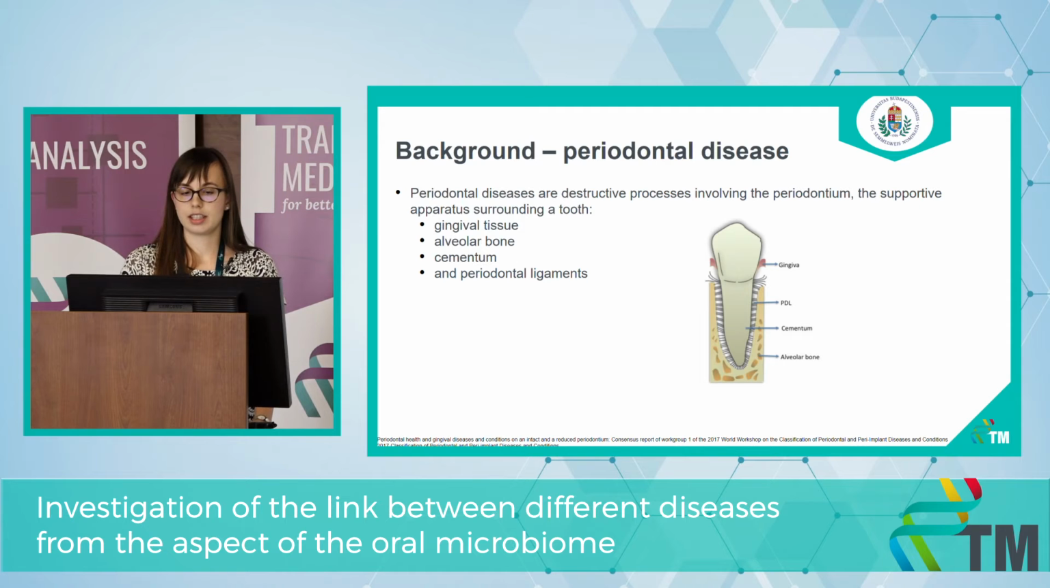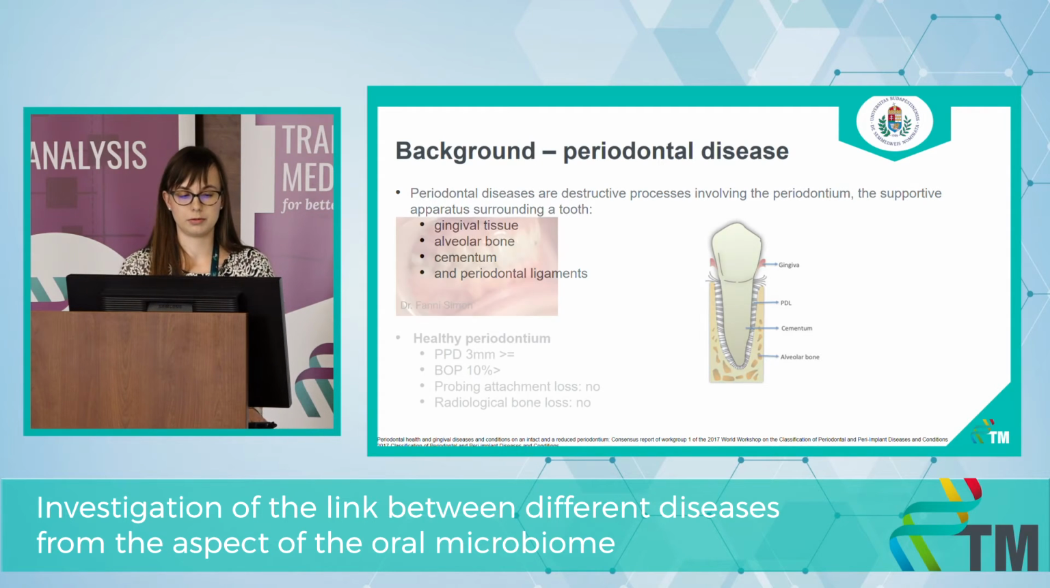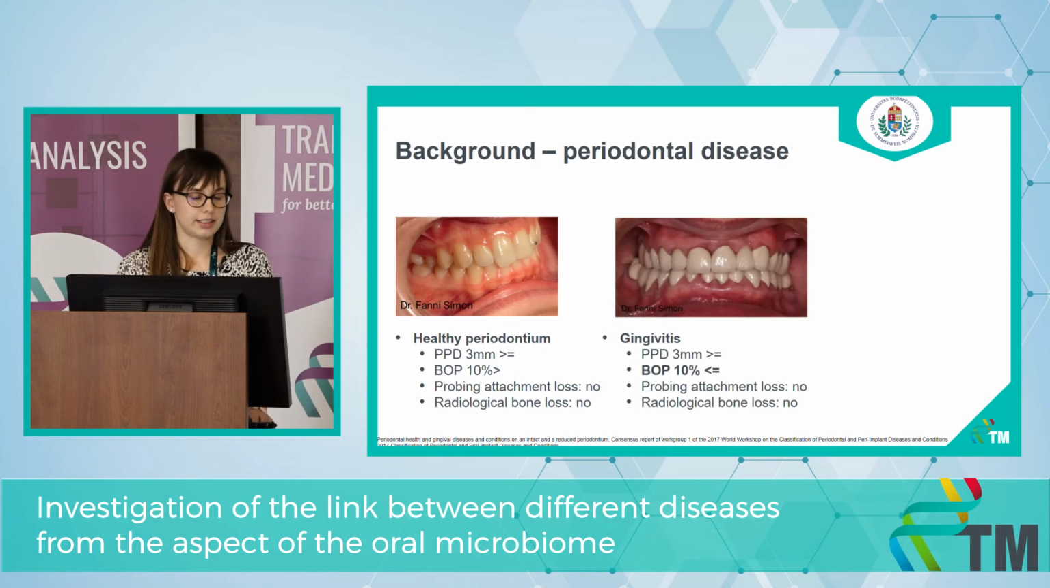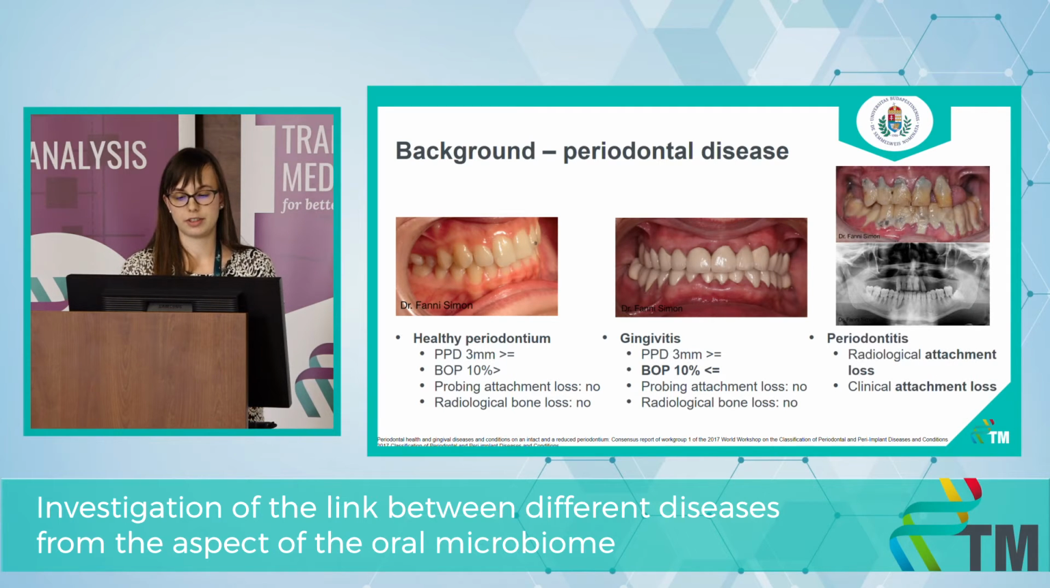Periodontal diseases are destructive processes involving the periodontium, which is the supporting apparatus of a tooth. On this slide, you can see a picture of a healthy gingiva and also the clinical parameters. On the next slide, you can see a picture of a patient with gingivitis. The biggest difference is that when probing, we get bleeding. Although the biggest difference compared to periodontitis is that in the case of gingivitis, there is no attachment loss, but in the case of periodontitis, there is also radiological and clinical attachment loss.